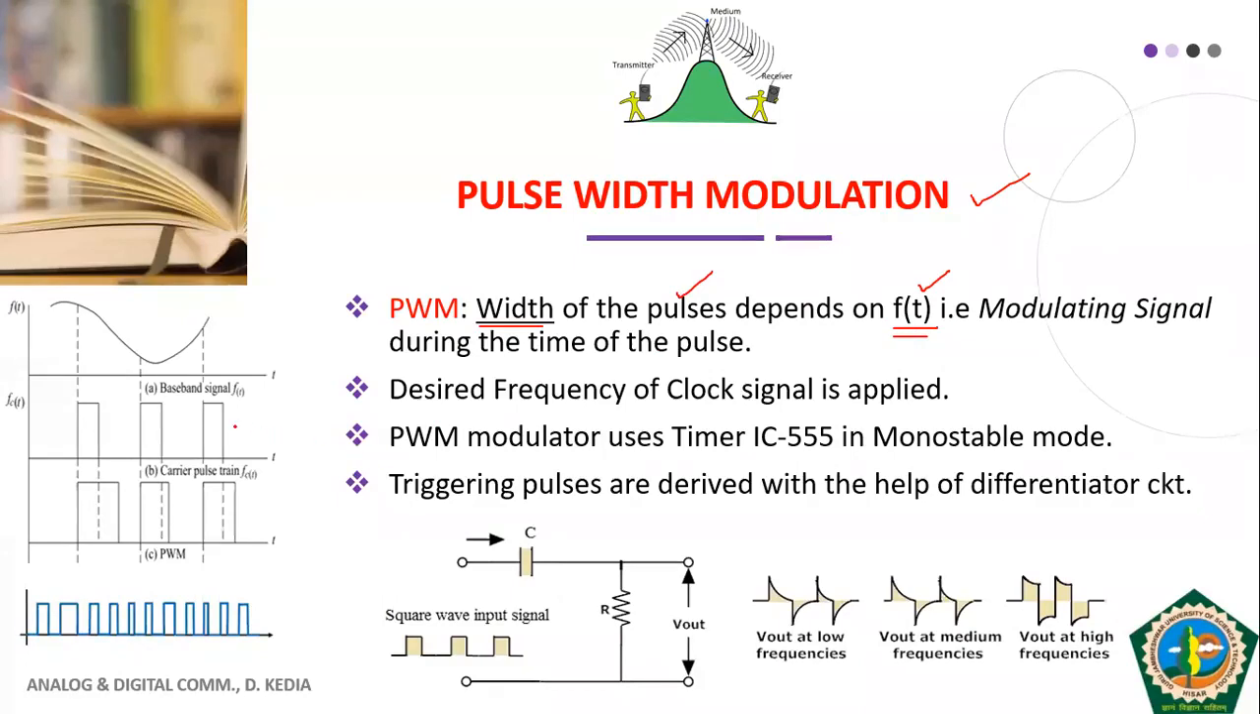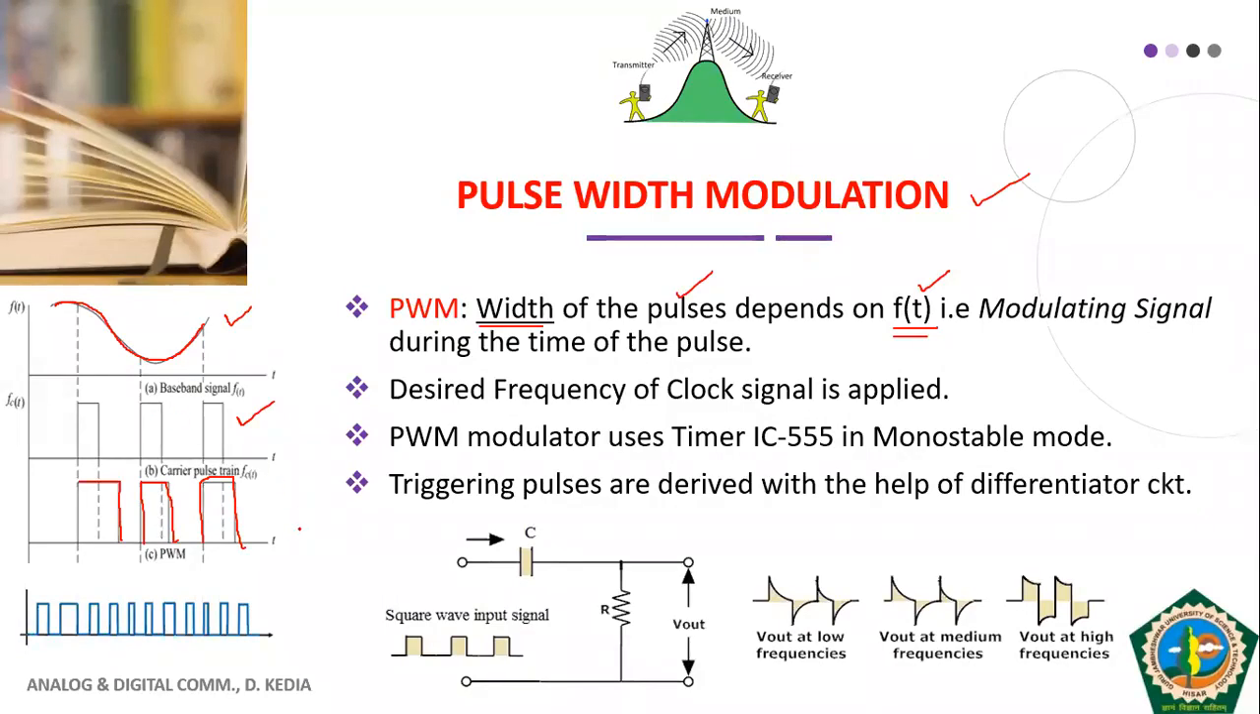Okay, so you can see here that this is our carrier in the form of a pulse train. This is our modulating signal. And as the modulating signal value changes, the width of the pulse changes. You can see that first the pulse width has increased, then it is decreasing, then it is again increasing, depending on whether our modulating signal value is increasing or decreasing.